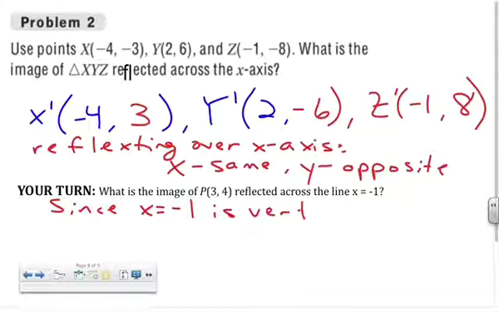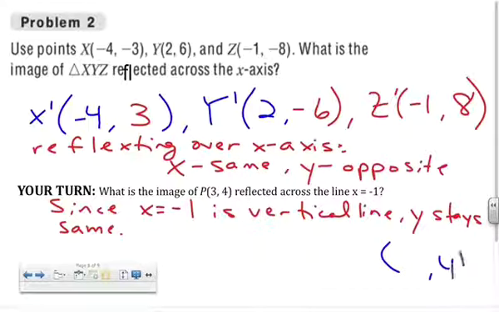-1 is a vertical line, y stays the same. So I know my answer is going to be something comma 4. Here's a tip. The variable in the equation is the one that's changing.